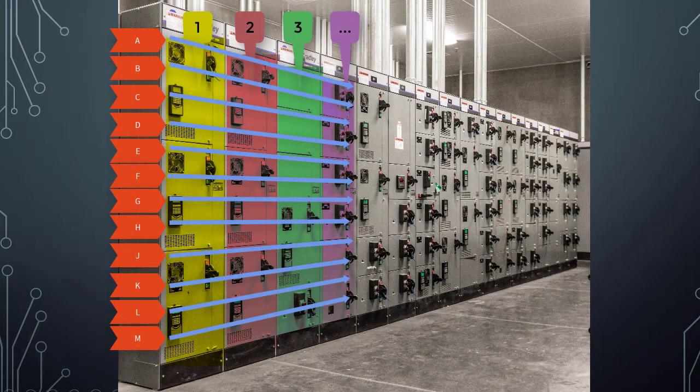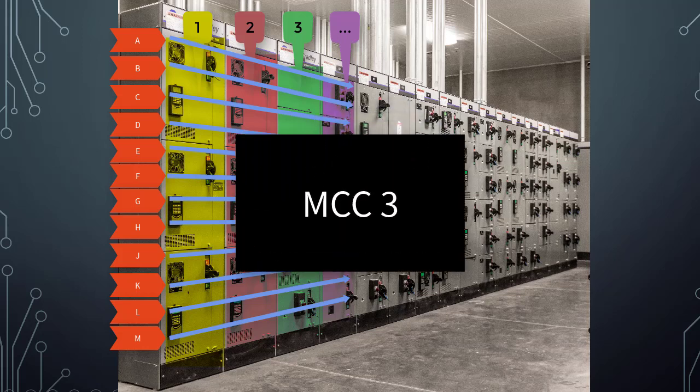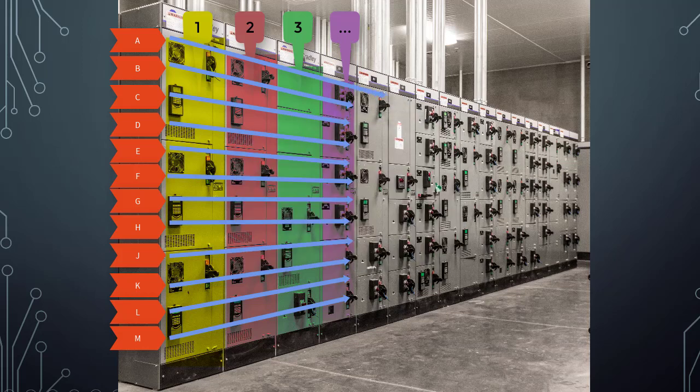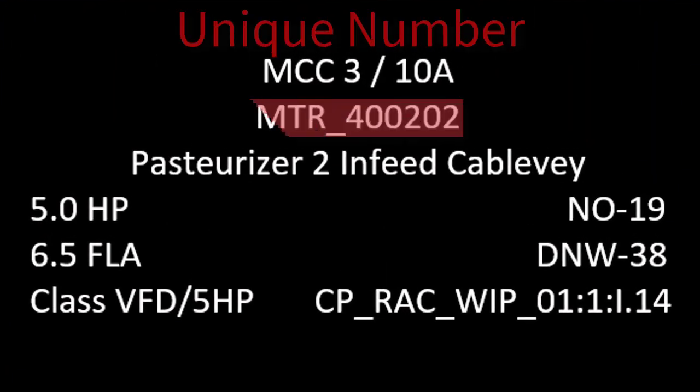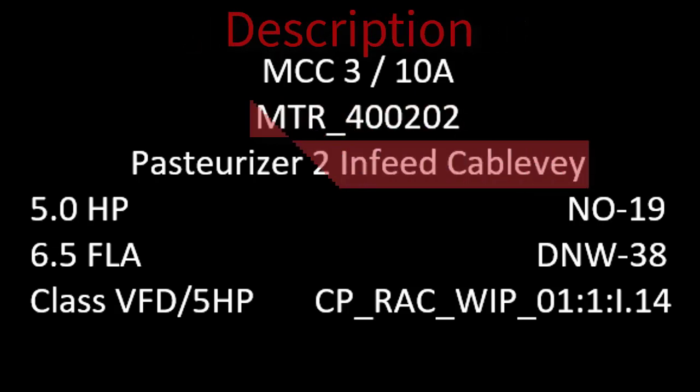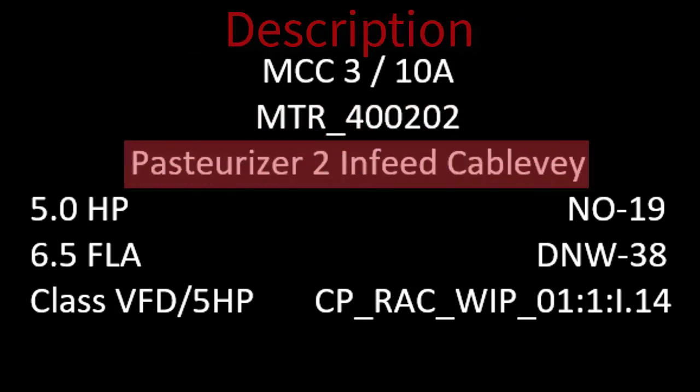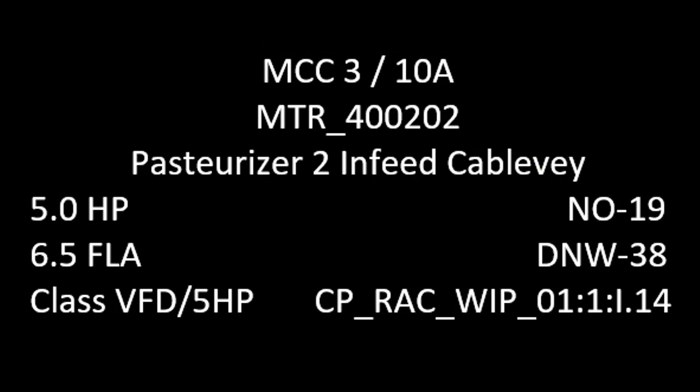First, we check to make sure we are in the correct MCC. We find column 10 and follow down until we reach our letter. Here is our bucket. Next, we have a unique number, in this case a motor number. Then we have the description of the device, which is unique to each device. Now, we go into some of the information we have below.